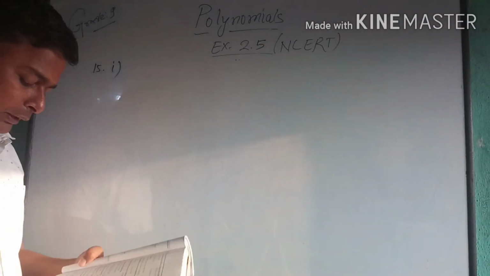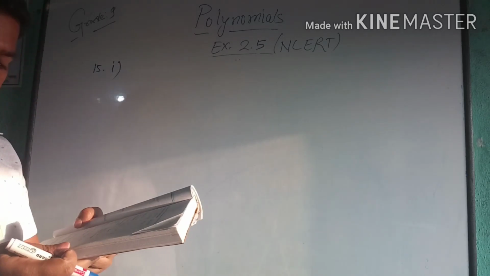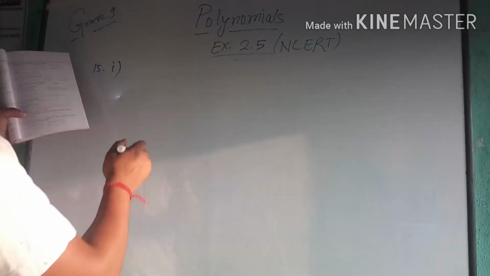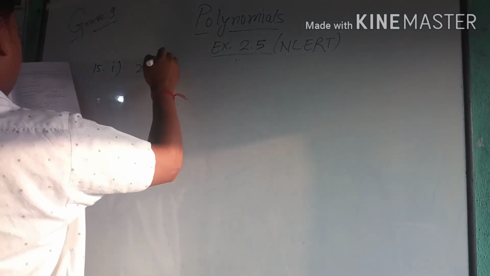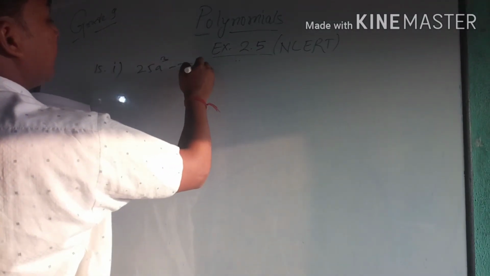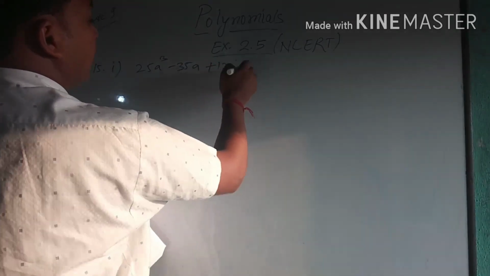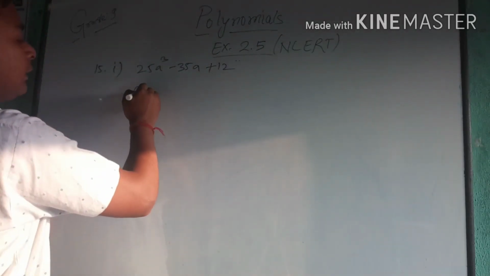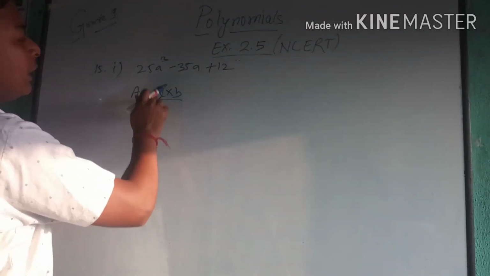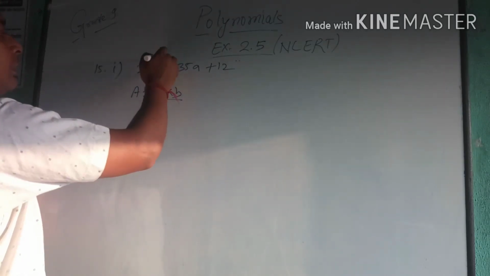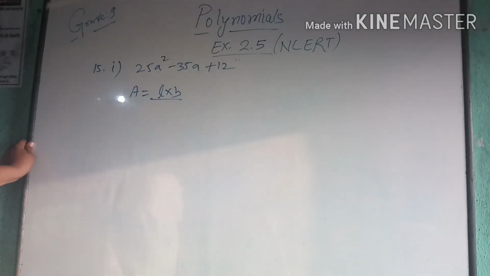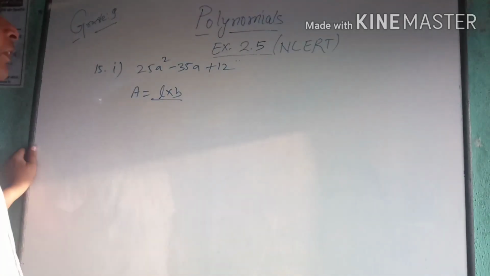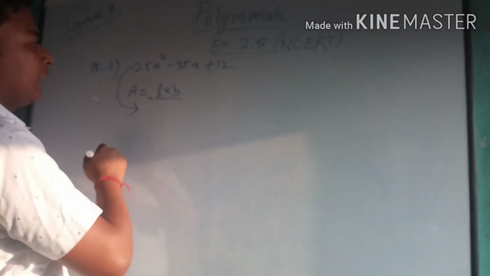Question number 15. Give possible expressions for the length and breadth of each of the following rectangles, in which their areas are given as 25a square minus 35a plus 12. This is the area, and we very well know that the area of a rectangle is equal to length into breadth. It means we have to express this as a product of two factors, length and breadth. That will be our required answer. So we have to just factorize this part.